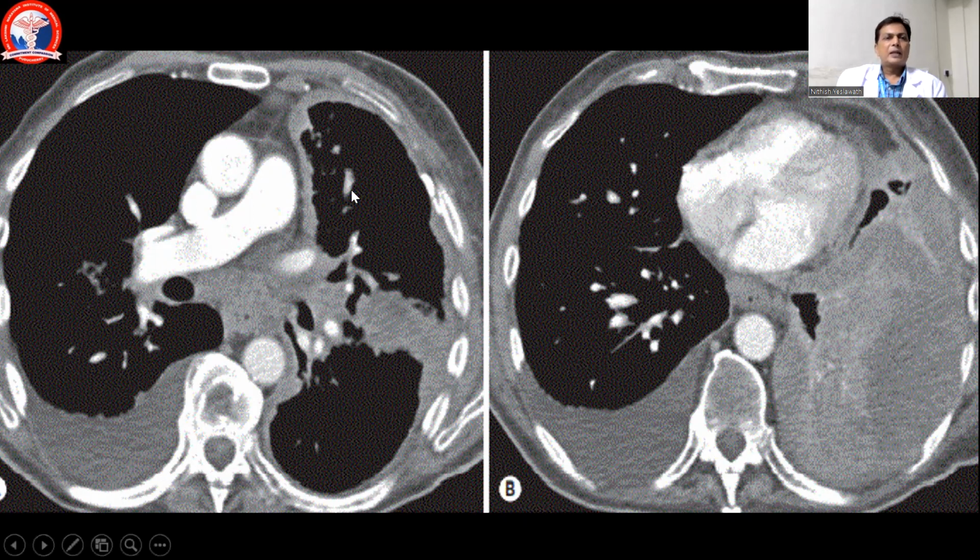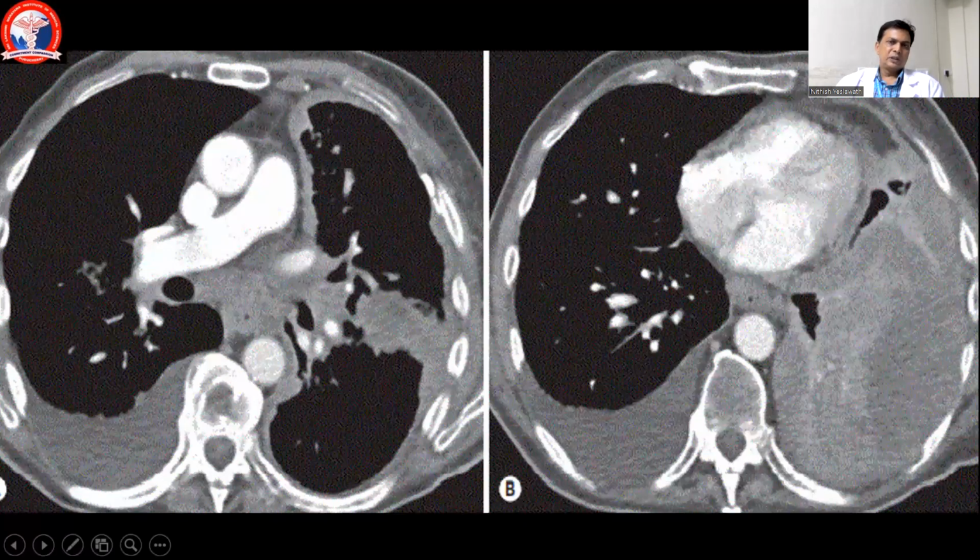Next image, what we get to see here is a nodular pericardial thickening. And there is thickened pleural region also that is extending to the pericardial region. This is the case of mesothelioma, which is involving the pericardium as well.